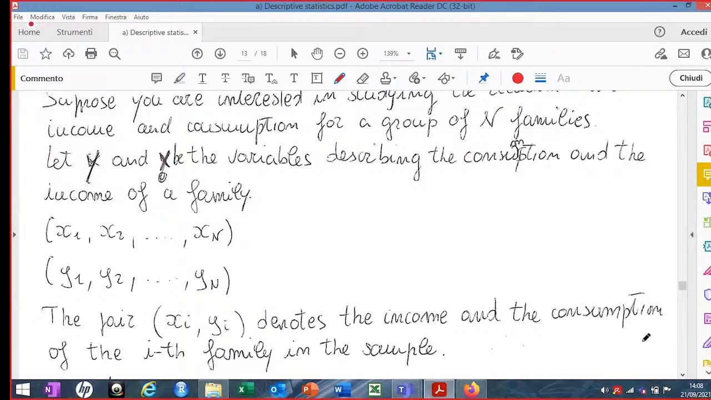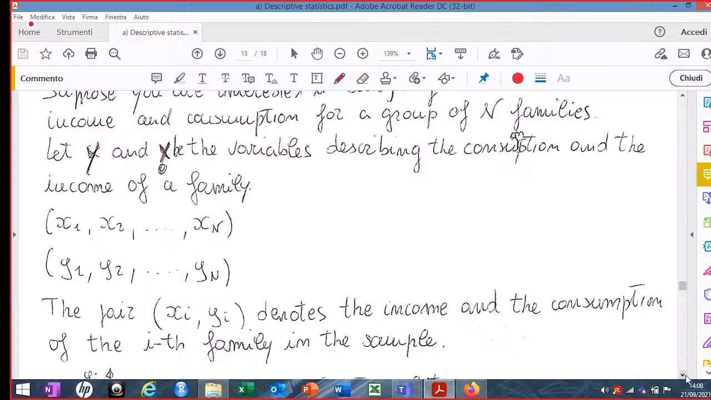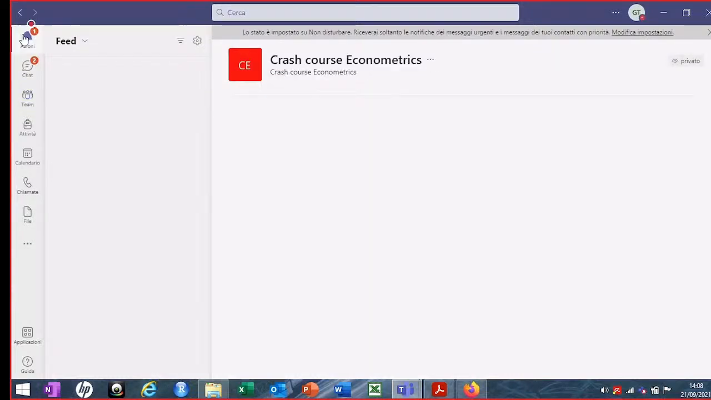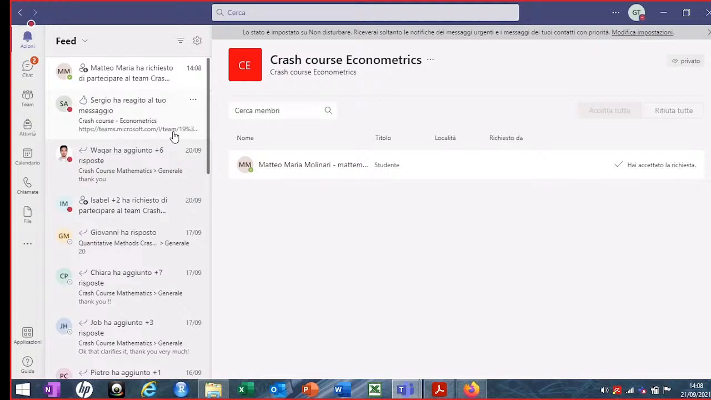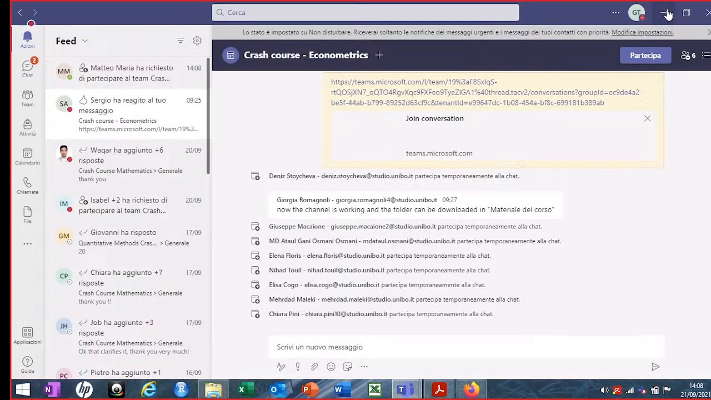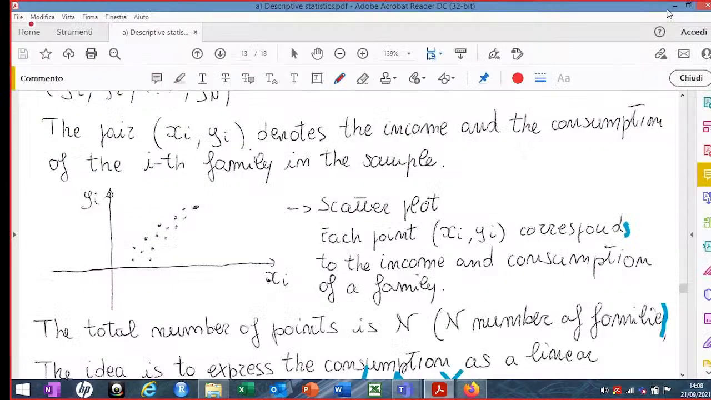Suppose you want to represent this sample in this way, that is, plot it, so each point corresponds to an individual. This graph is called a scatter plot. Each point represents a particular individual. On the horizontal axis, you read the income of the family corresponding to that point. As a vertical distance, you read the consumption of the family corresponding to that point.